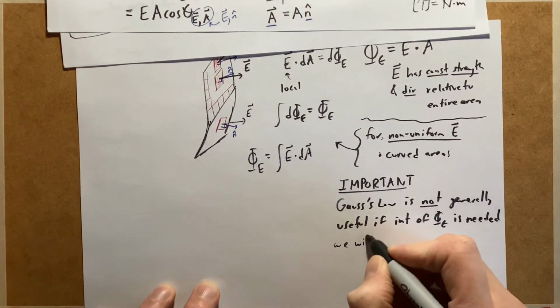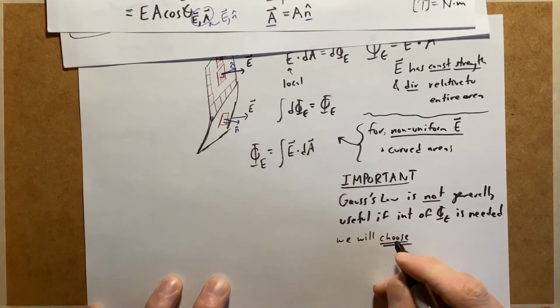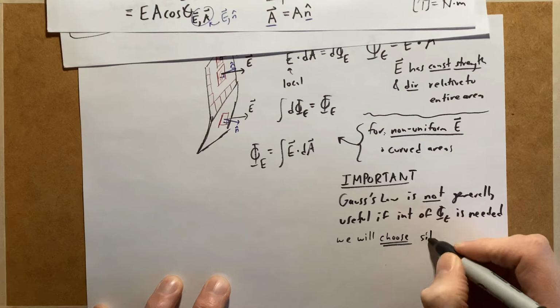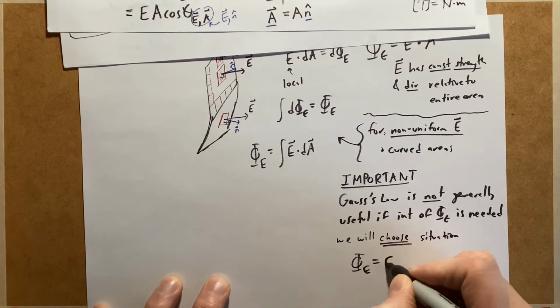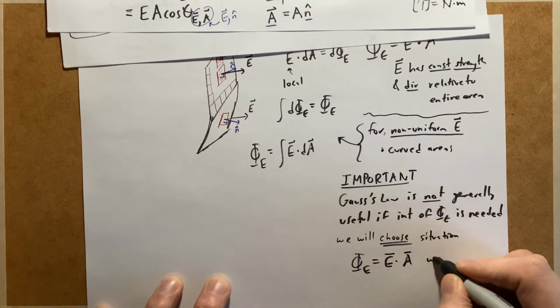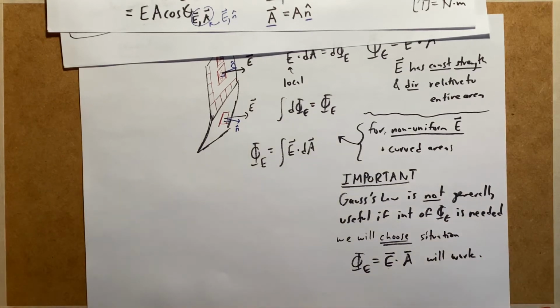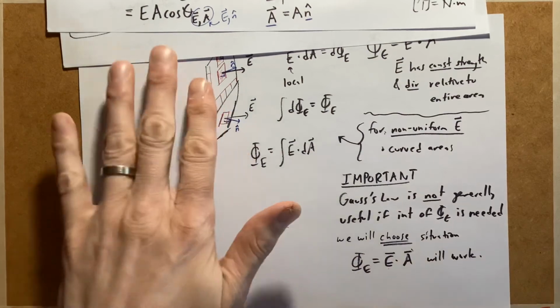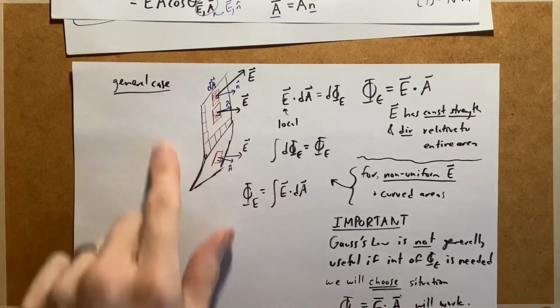We will be smart and choose the situation so that the flux, being E dot A, will work. In other words, it'll be sufficient. So why do I even mention this other stuff? Well, I want to show you that in general, you've got to be careful.